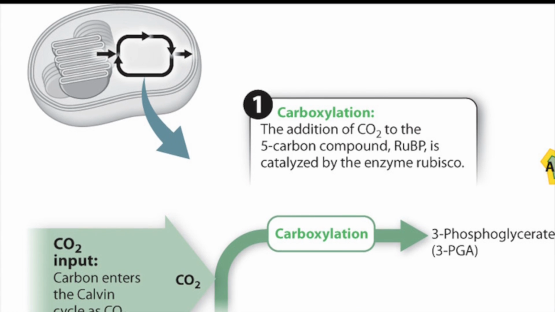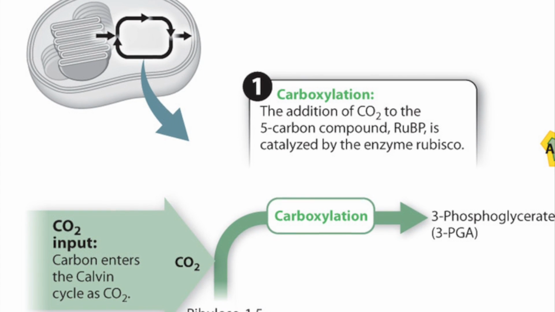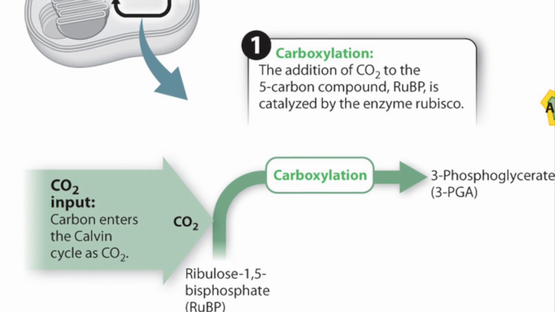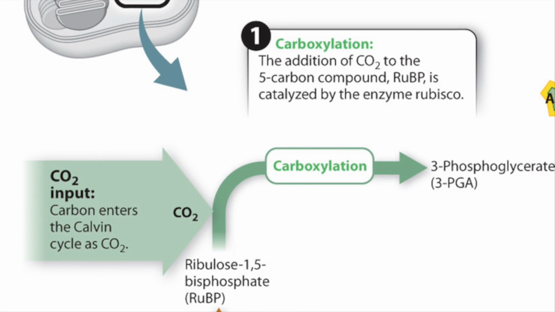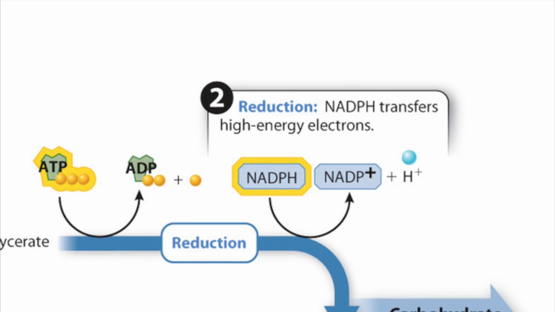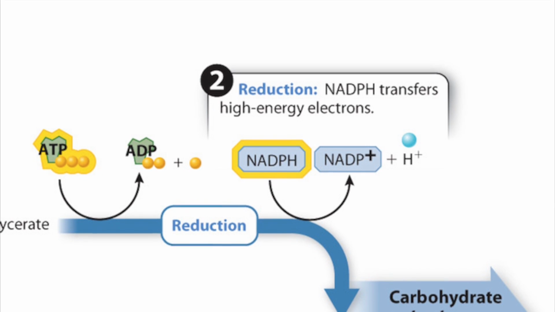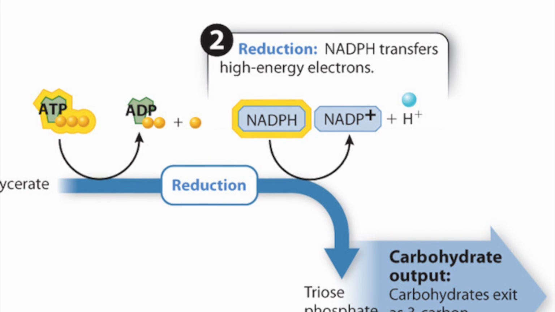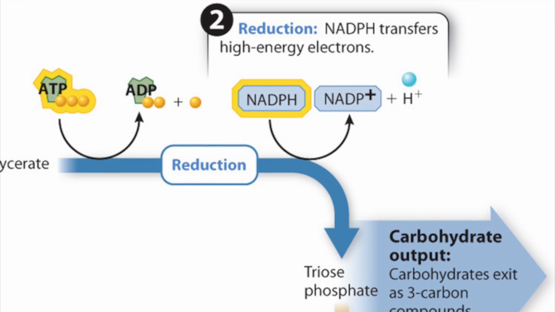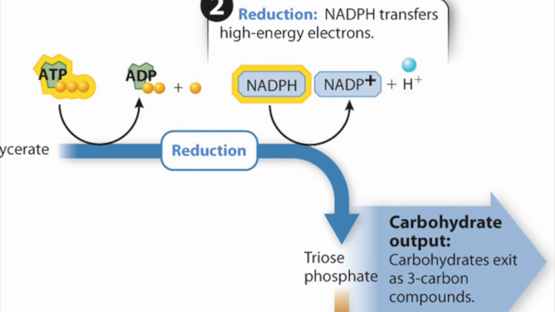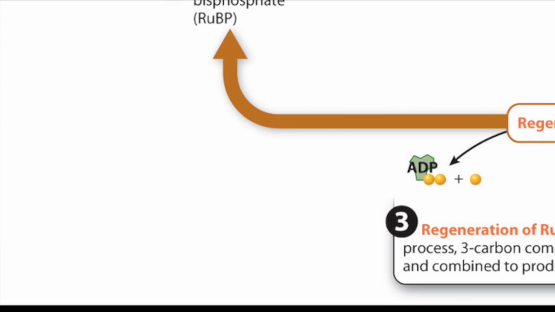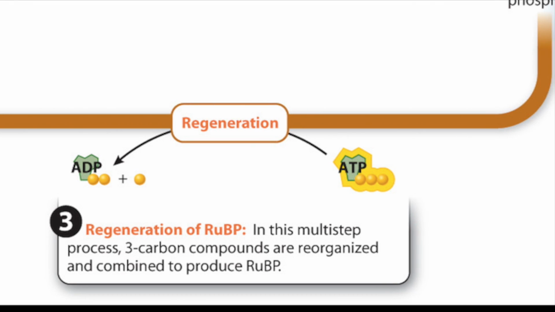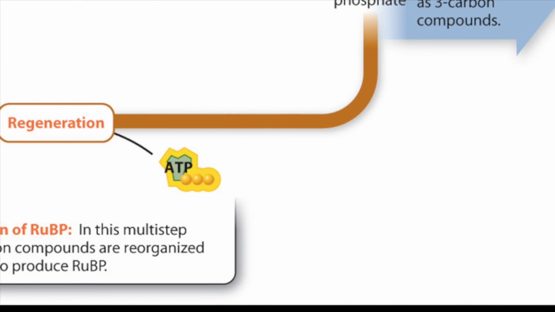In carboxylation, Rubisco catalyzes the reaction between CO2 and the 5-carbon molecule ribulose 1,5-bisphosphate. The result is two molecules of 3-phosphoglycerate, which are then reduced into triose phosphate with ATP turning into ADP and NADPH turning into NADP+. ATP is required for the regeneration of ribulose 1,5-bisphosphate from triose phosphate.